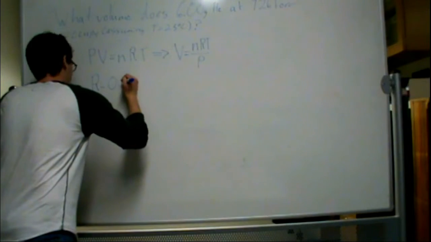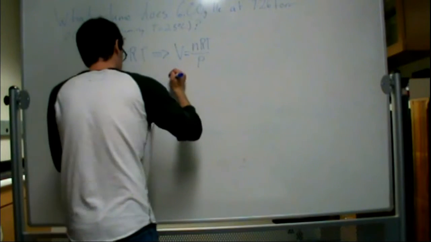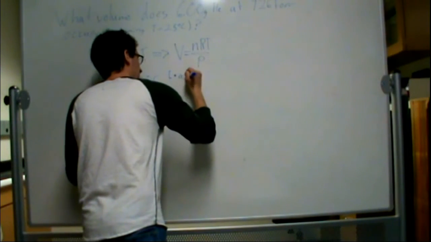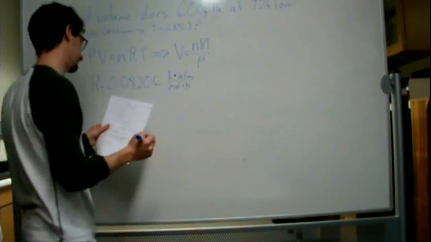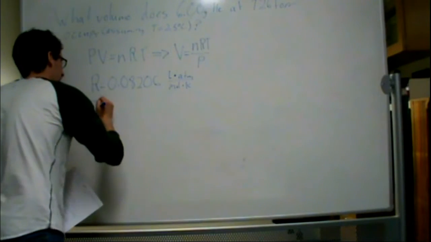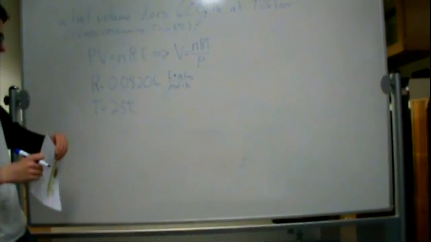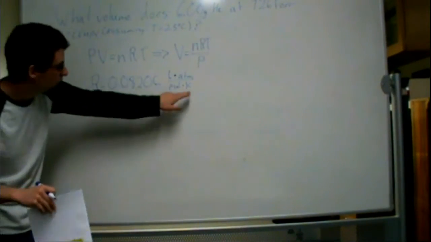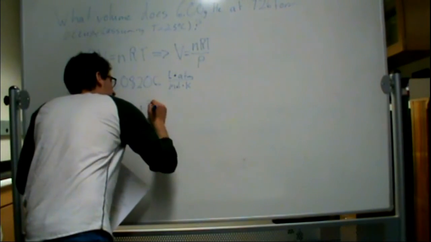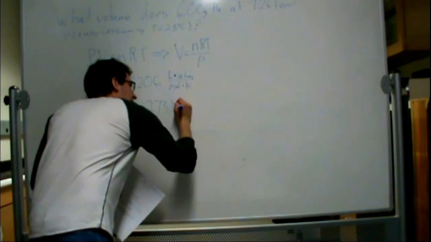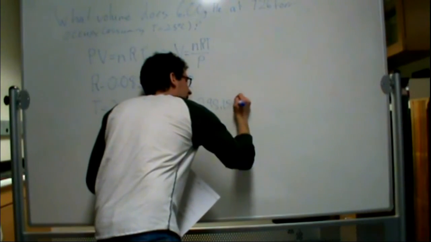R is just the ideal gas constant, which has been given to us, so 0.08206 liters times atmospheres per mole K. We also have temperature, and that's given to us in degrees C. If we look at our ideal gas constant, we don't have C, we have K, so we have to convert our temperature to Kelvin. So we add 273.15, which ends up leading us to 298.15 K.